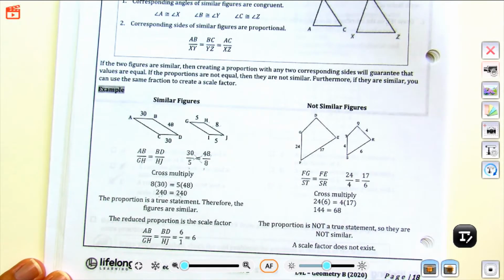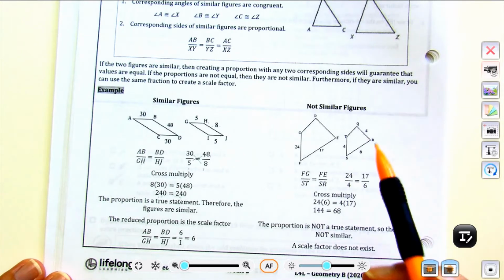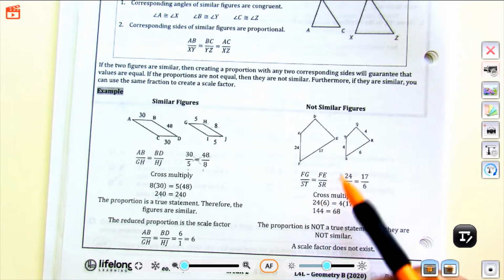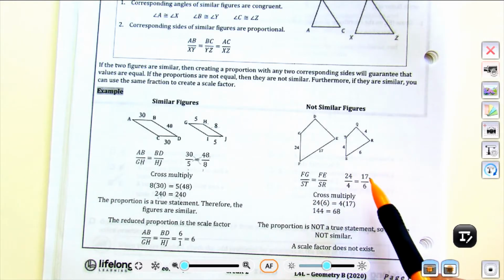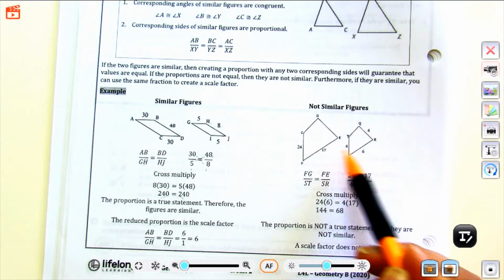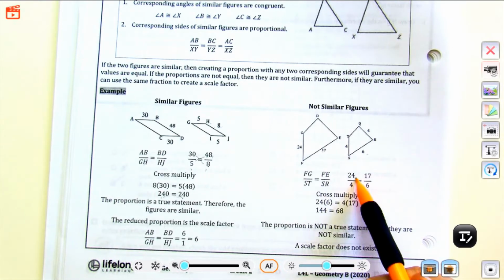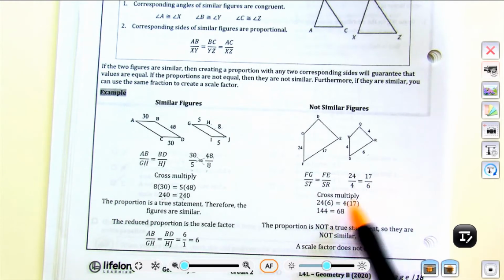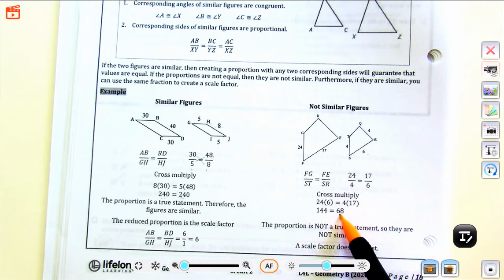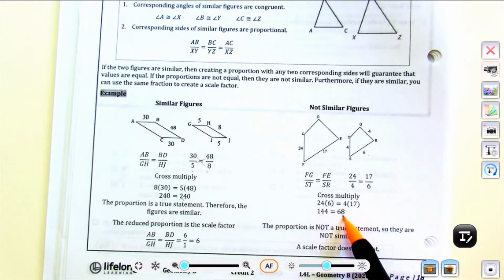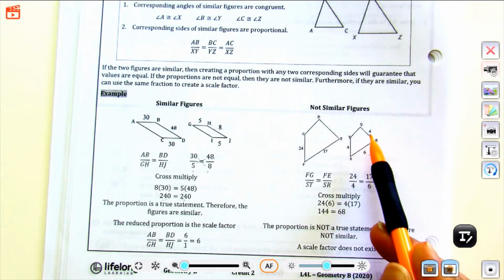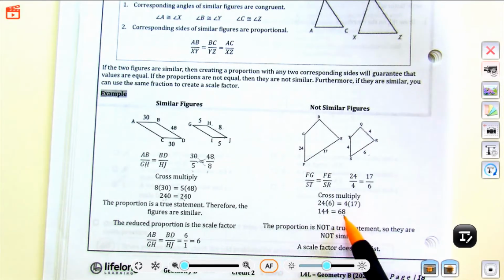If you look at this example here, again, they just compare two sides of a big and small polygon. They said 24 over 4 and then 17 over 6. Cross multiplying, 24 times 6 is 144. 4 times 17 is 68. 144 is not equal to 68. So these two, even though they look like they might be similar, they're not similar because they do not equal each other.